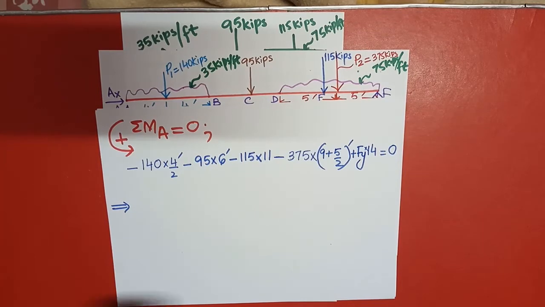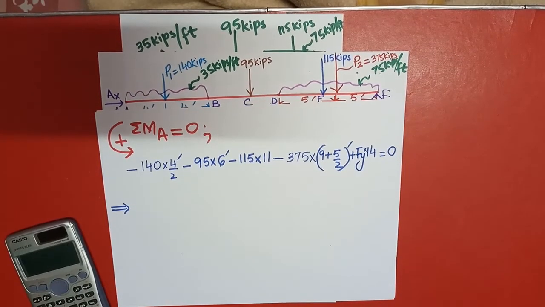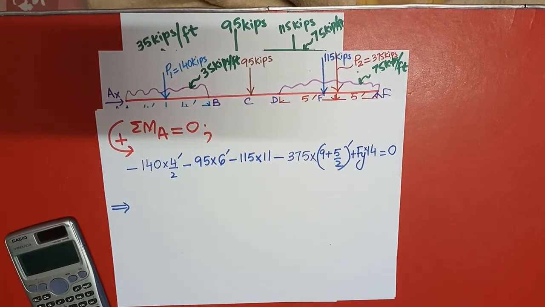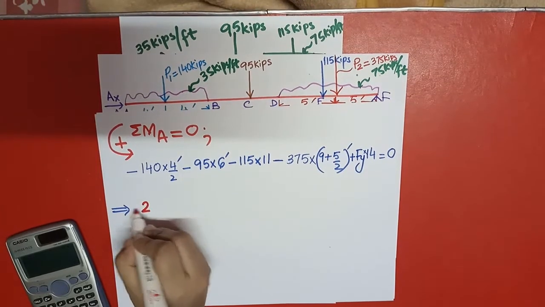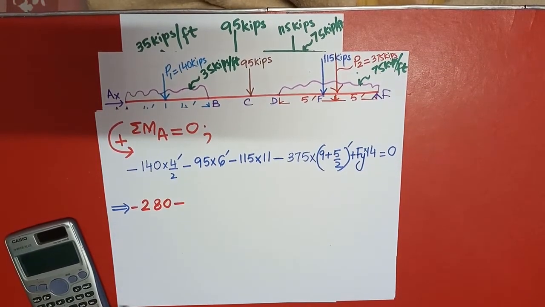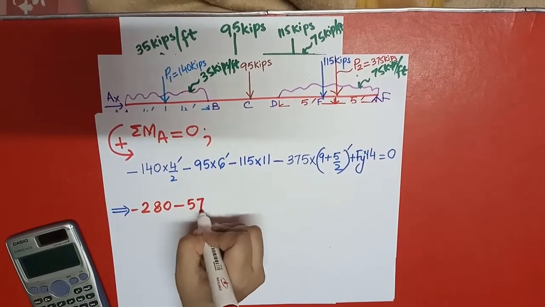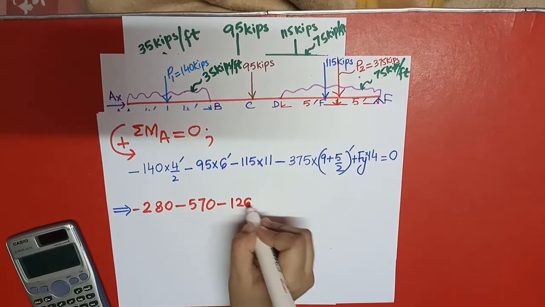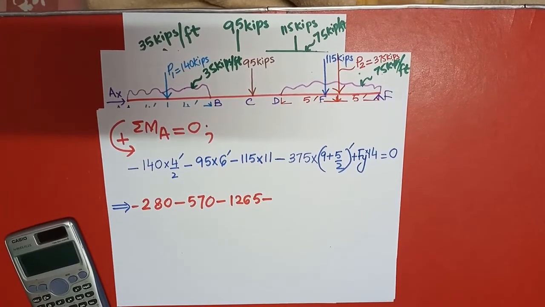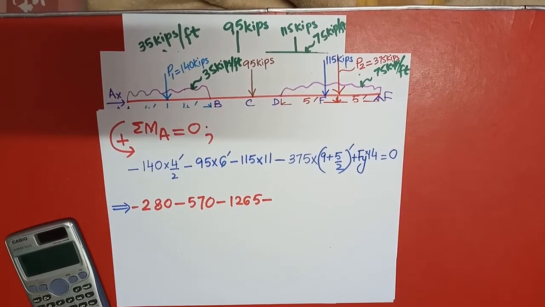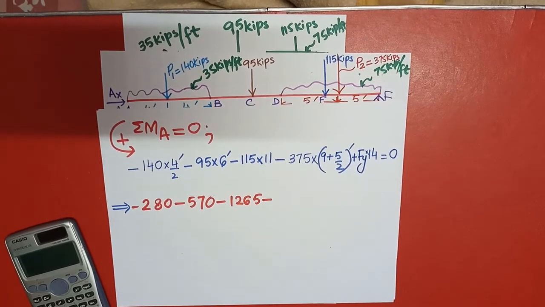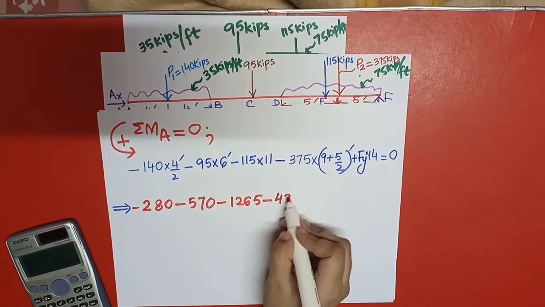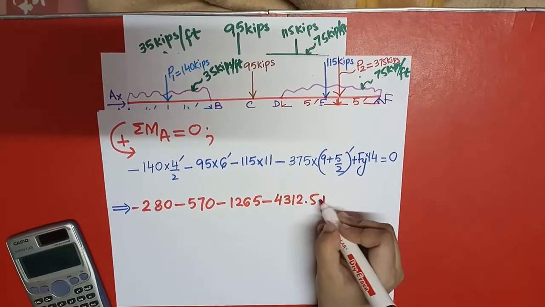So the answer will be, for example, 140 into 4 divided by 2. So it is coming out to be 280. It is minus 280 minus 95 into 6. It is minus 570 minus 115 into 11 is 1265 minus 375. For example, 9 plus 5 divided by 2. First I will do this, and then I will multiply with 375. So it is coming out to be 4312.5, and this is 14 Fy.